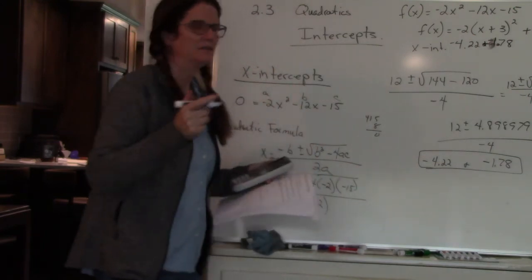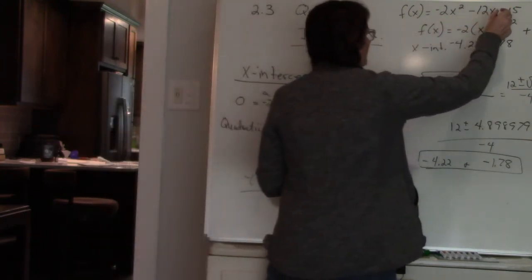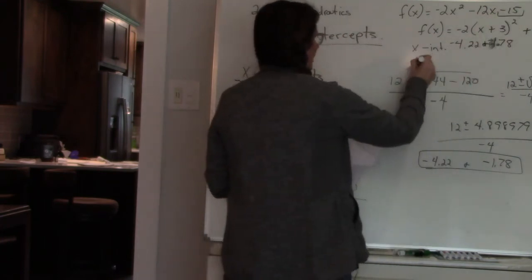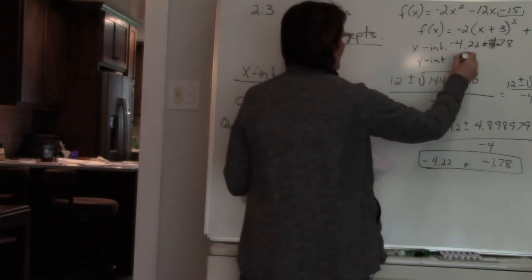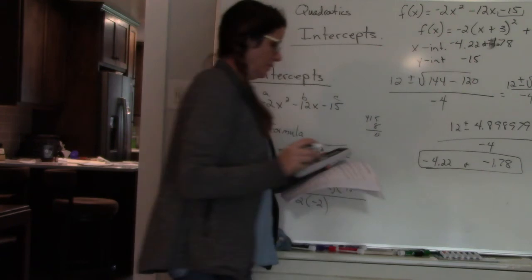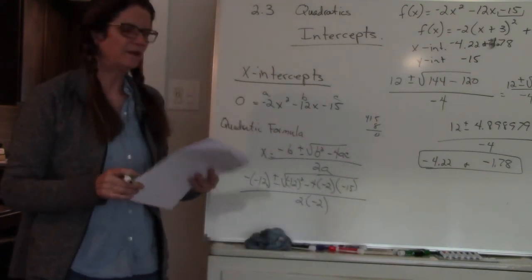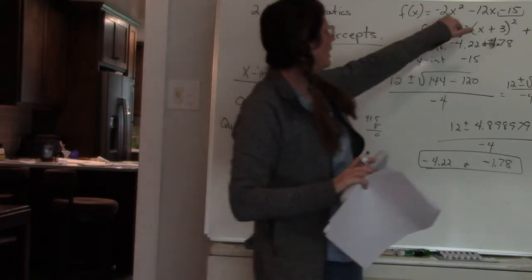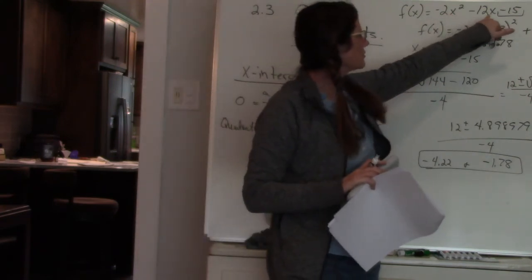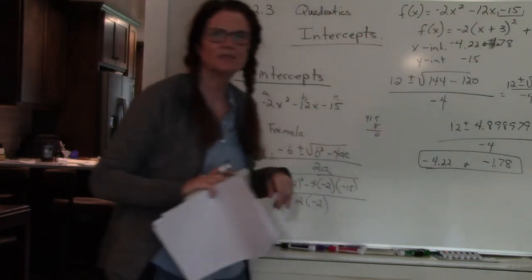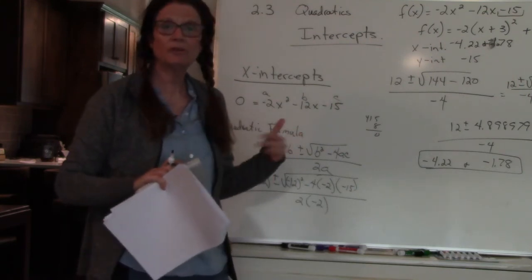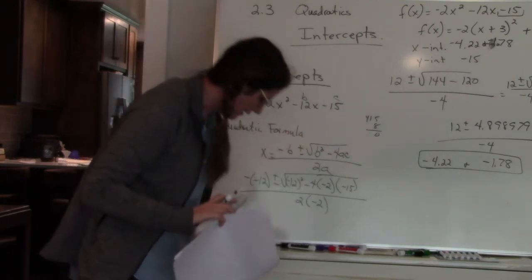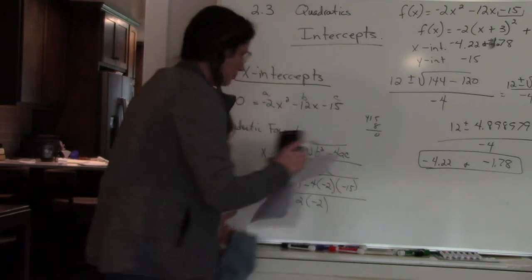Y-intercept is easy. Y-intercept in standard form is sitting right there. So my y-intercept is negative 15. Okay? Y-intercept is negative 15. It's whatever the value is when x is 0. So x is 0, that dumps out. X is 0, that dumps out. The only thing I have left is negative 15. So in standard form, the y-intercept's super easy to find. In vertex form, it's a little bit more difficult to find.